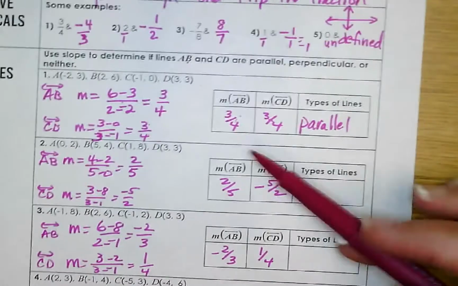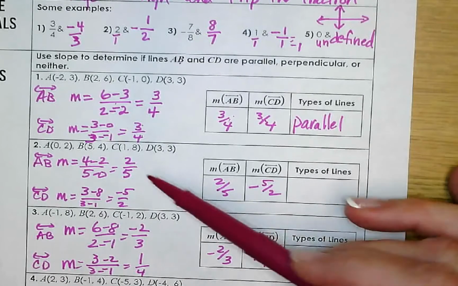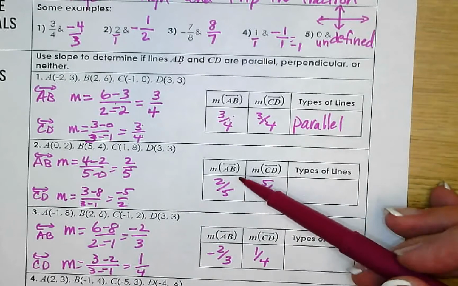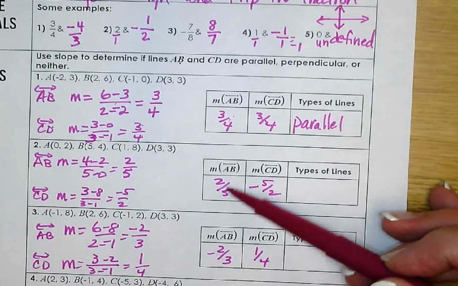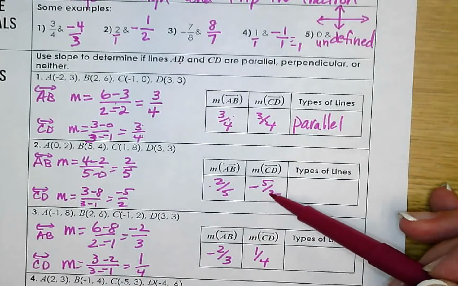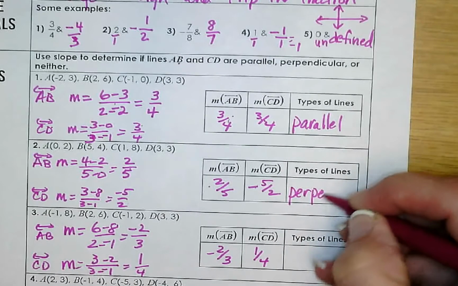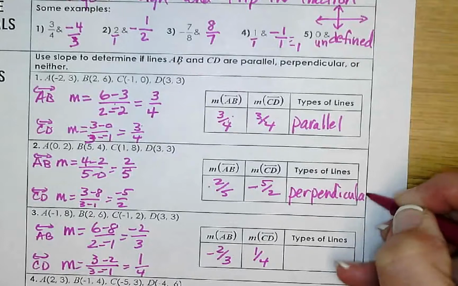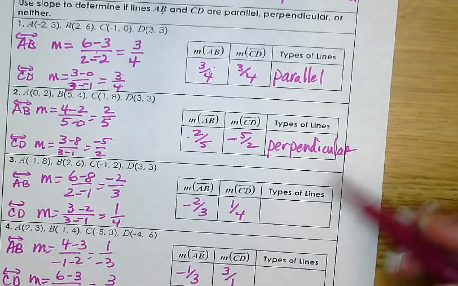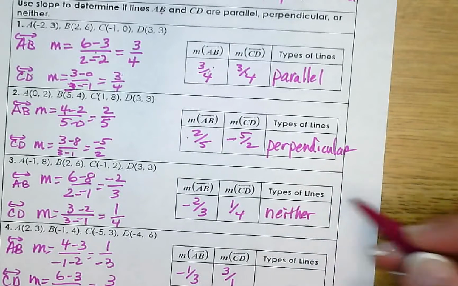Okay, look at the next one. I've already figured out the slopes. 2/5 and negative 5/2 are the results of slope with these two lines. Okay, if I look, it is the opposite sign, and it is the flip of that fraction, or the reciprocal of that fraction. That's going to be perpendicular. On something where even the two fractions don't click at all, that's a neither. Those are just going to be two intersecting lines.